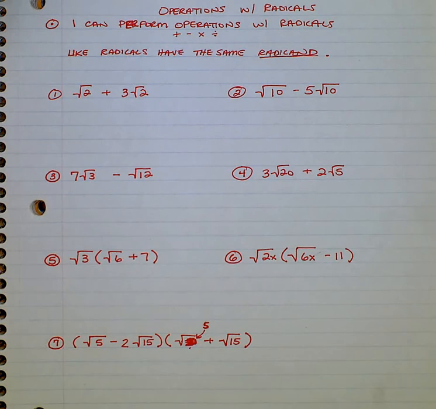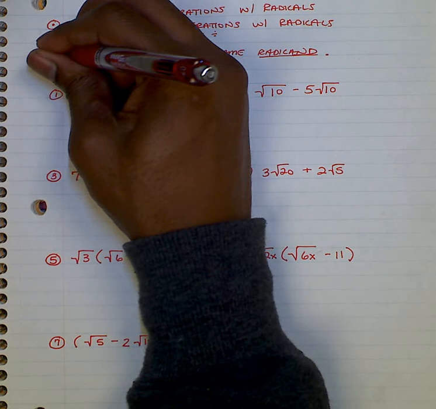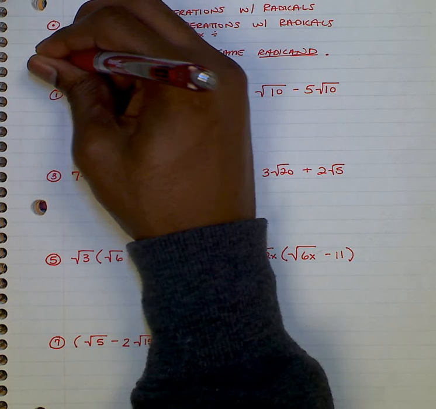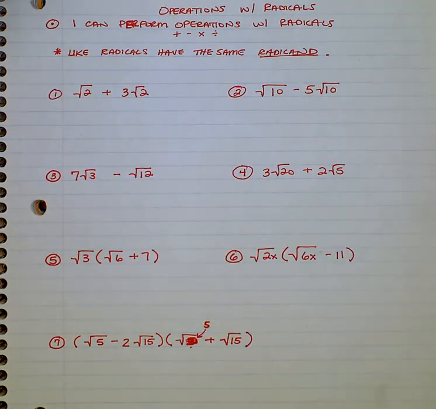The major point to some of these operations, I guess we'll talk about adding and subtracting. This is pretty much like dealing with variables. In this case, radicals have the same radicand, just like terms have the same variable to the same exponent, right? So we'll look at those problems, talk about how to multiply, how to FOIL, and how to add and subtract.